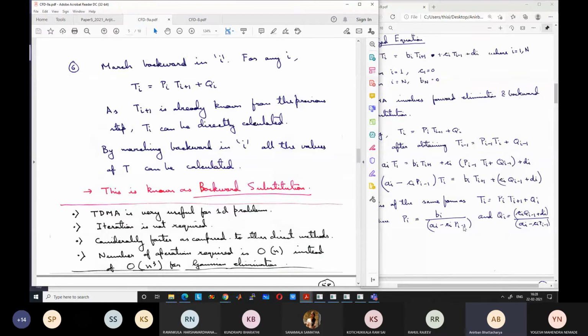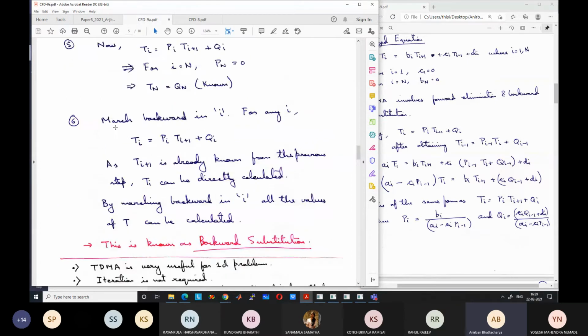Any questions on the previous material, TDMA? Please go through this. These are very important for CFD applications. Many of the software and most of the codes that we write or anybody uses for CFD use TDMA, the tridiagonal matrix algorithm, or a modified version, which we will study later on, line by line TDMA for 2D or 3D problems. Okay. So now we will go on.